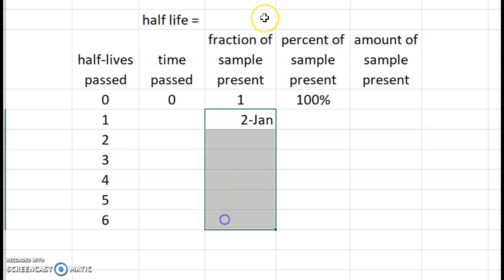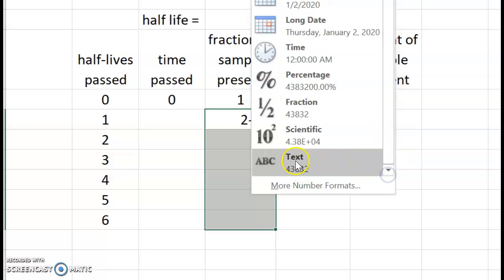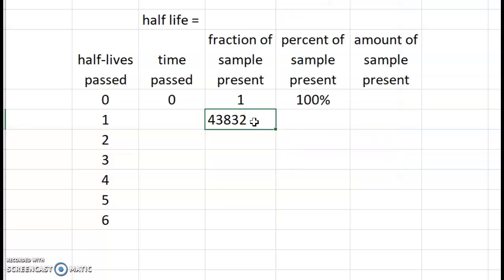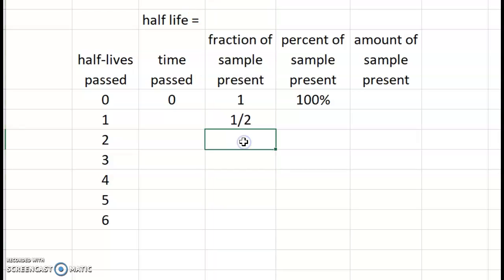Oops, I think we've got to reformat that. So let's just go to text. All right, and back up, one half. All right, much better. And let's align that. All right. So that's after one half-life goes by.